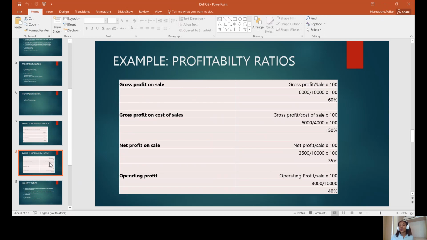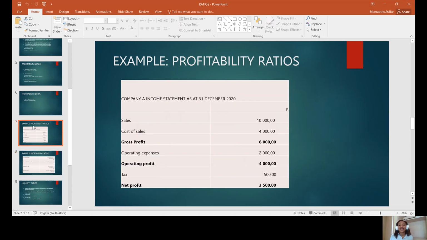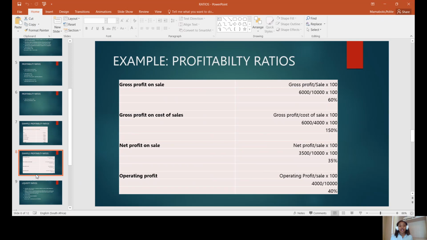Again, seeing 60% on its own does not mean anything. You need to compare it to the results of your previous years, as well as maybe similar entities in your industry, to see, is it the norm? Are we doing good? Is it okay? Gross profit on cost of sales is gross profit over your cost of sales multiplied by 100. If we go again here, gross profit is 6,000. Our cost of sales is 4,000, and we're making 150%.